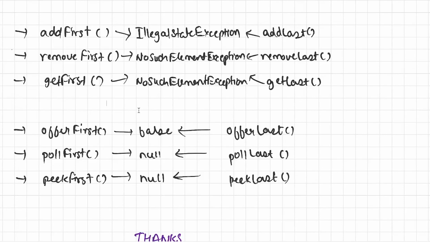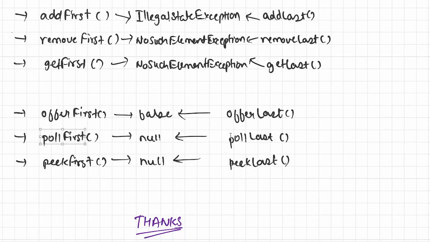Similarly, the Deque interface also has developer friendly methods: offerFirst and offerLast. These methods are used to add an element to the front or the back of the queue, and if the queue is full, they simply return false instead of throwing an IllegalStateException. The next methods are pollFirst and pollLast. These two methods are used to remove elements from the first position or the last position, and if called on an empty queue, they simply return null instead of throwing a NoSuchElementException.